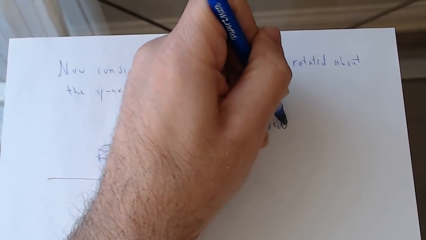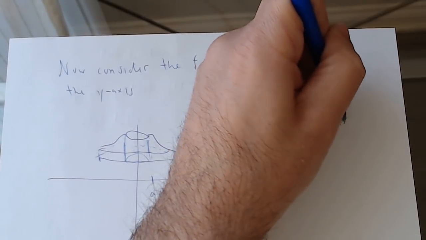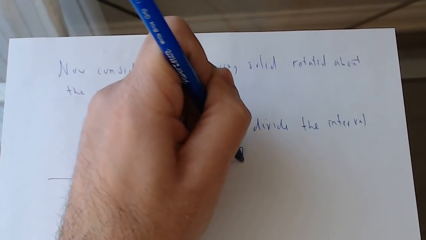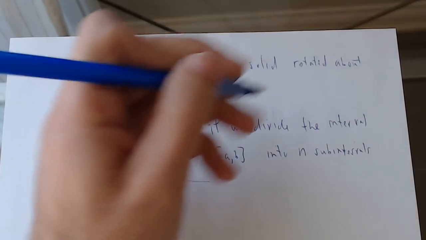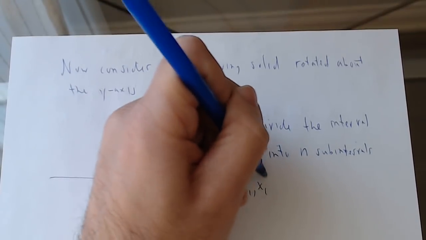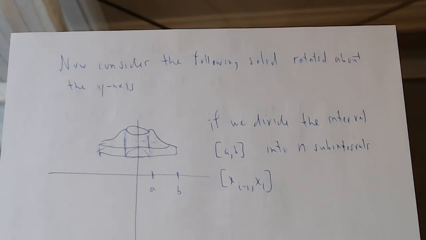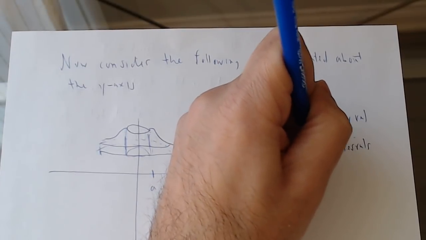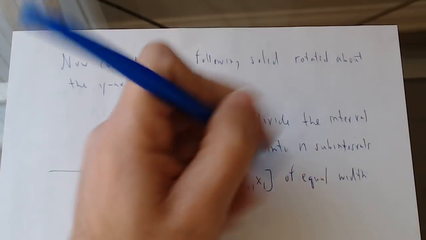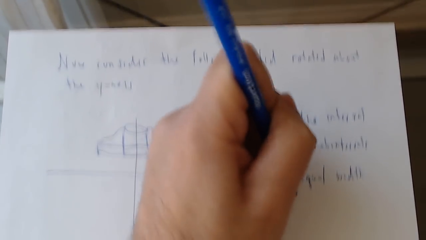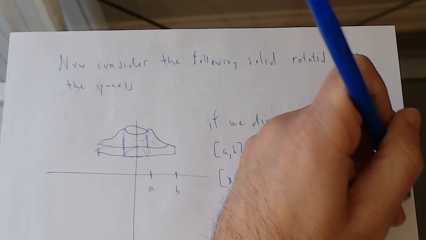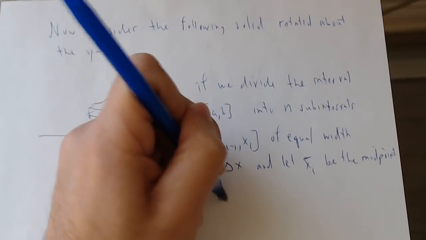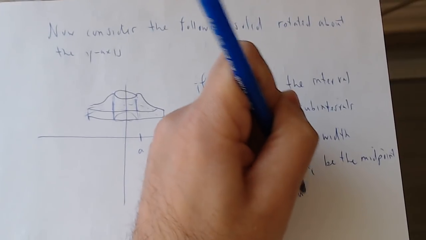So then what we have is the following. If we divide the interval starting from a, go on to b, into n subintervals, which would be x sub i minus 1 to x sub i. So what we're doing is, as always, dividing this up into n subintervals of equal width, delta x, and we let x sub i bar be the midpoint of the ith subinterval.